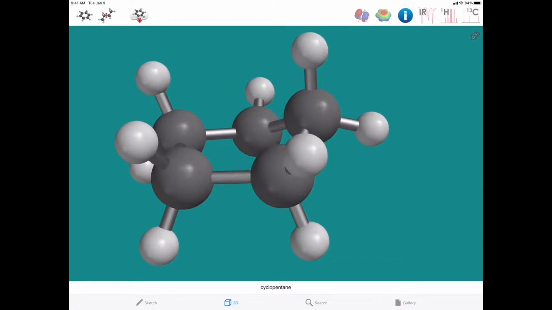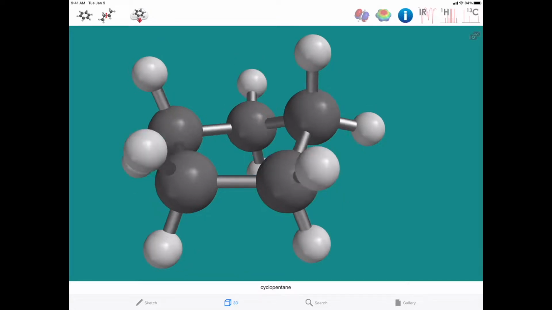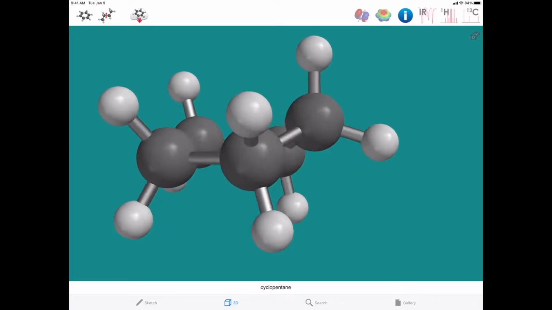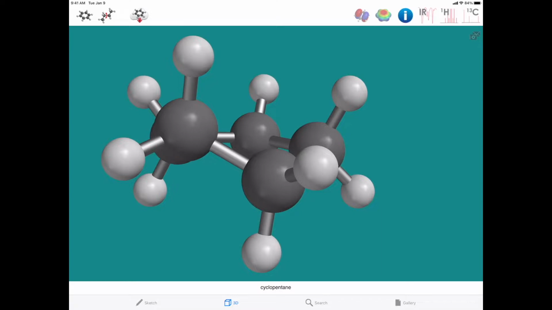So this would be a half chair conformation. It looks like you have atoms 1, 2, and 3 sort of in the same plane, and then atoms 4 and 5 are above and below that plane.